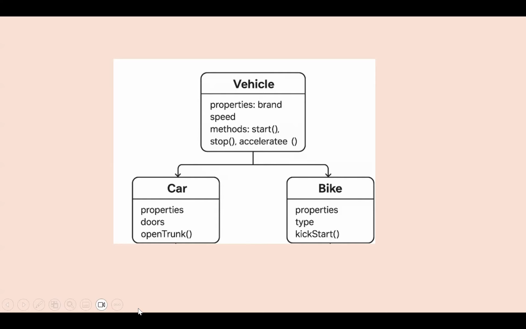Also, if you make any changes to the existing methods, start or stop or accelerate, that difference will be visible to the subclasses. So in case you have made some changes to start, that change will be reflected in all the subclasses that are derived, inherited, extended from the vehicle class. That means you don't have to rewrite your code again and again.